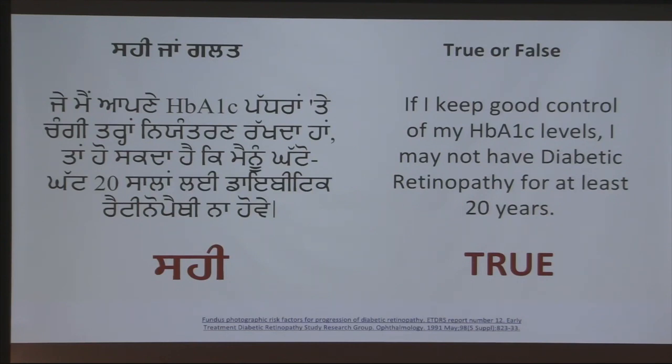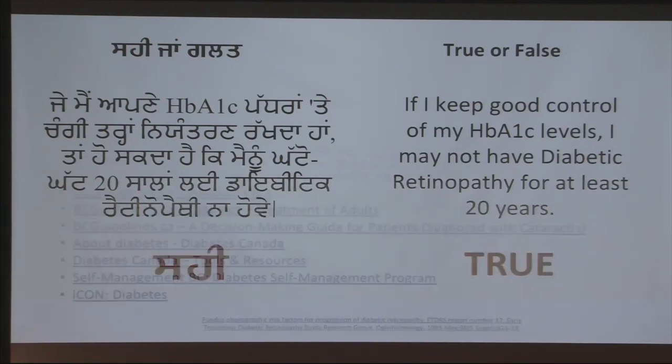Okay. So the answer is right here. If I keep good control of my HbA1c levels, I may not have diabetic retinopathy for at least 20 years. That means it shouldn't be any problem with the eyes for 20 years, but it doesn't mean that we should see an eye doctor only after 20 years. No, it should be seen every year.